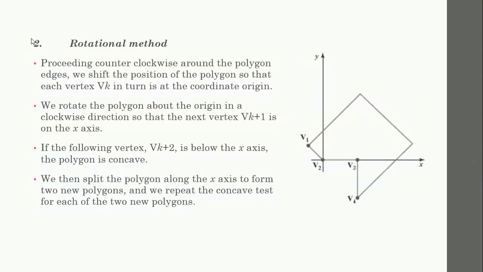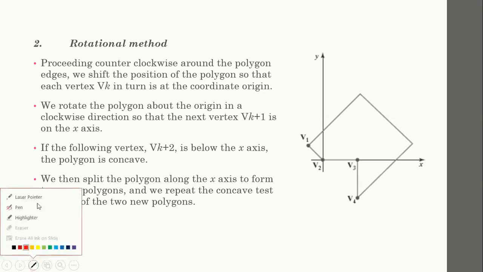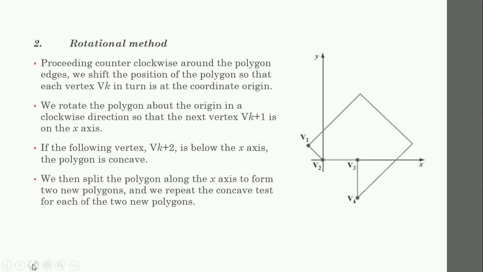Hello students, let us see how to split the concave polygon using the rotational method. So this is the second method we have in identifying the concave polygons. Here, proceeding counterclockwise around the polygon edges, we shift the position of the polygon so that each vertex vk in turn is at the coordinate origin.